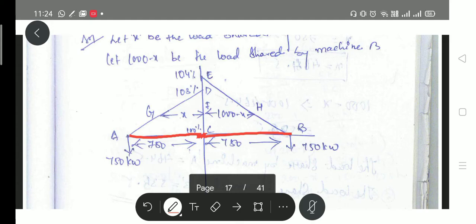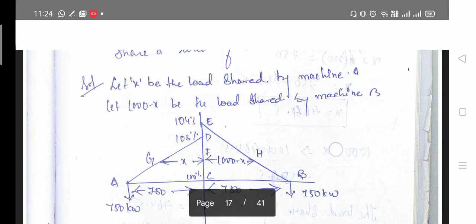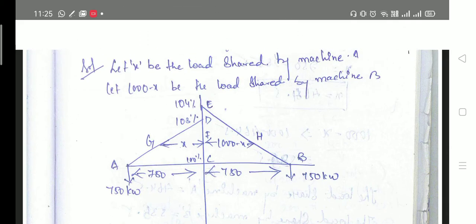Then the machine A shared 103% of the speed of the governor and B is 104%, right? Here speed regulation is 103% for A and 100% for B. 100 to 103, 100 to 104. So I am taking 100 here and 104, 103 is A.